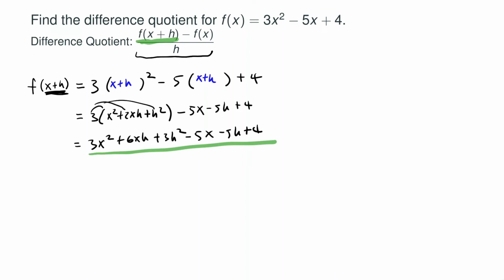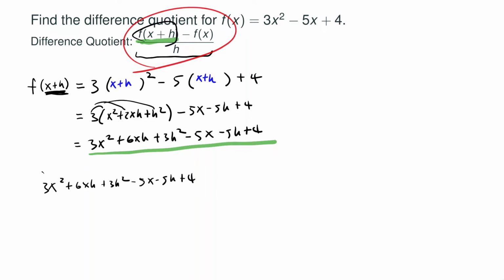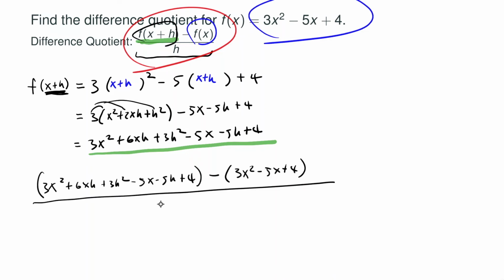So let's write it in difference quotient form. Instead of f of x plus h, I'm going to write this entire expression I just found, this entire thing, minus f of x. F of x is just the given equation, so just copy that down: 3x squared minus 5x plus 4. The entire thing is divided by h. So we just expressed the difference quotient. Now we need to simplify.